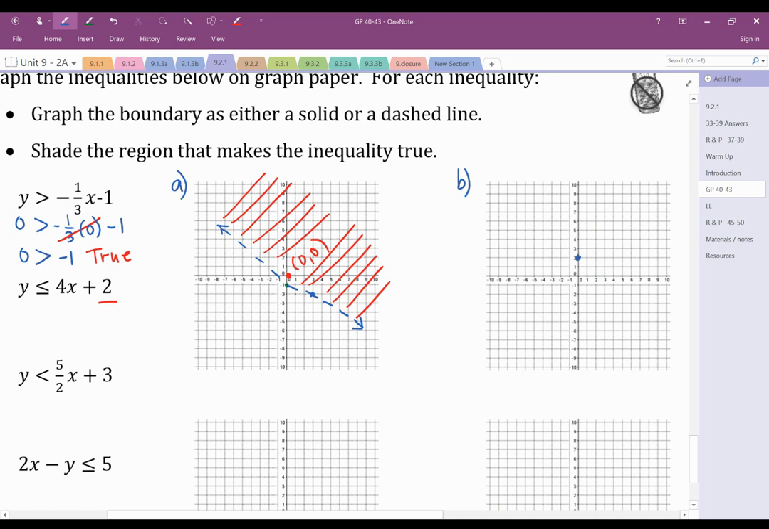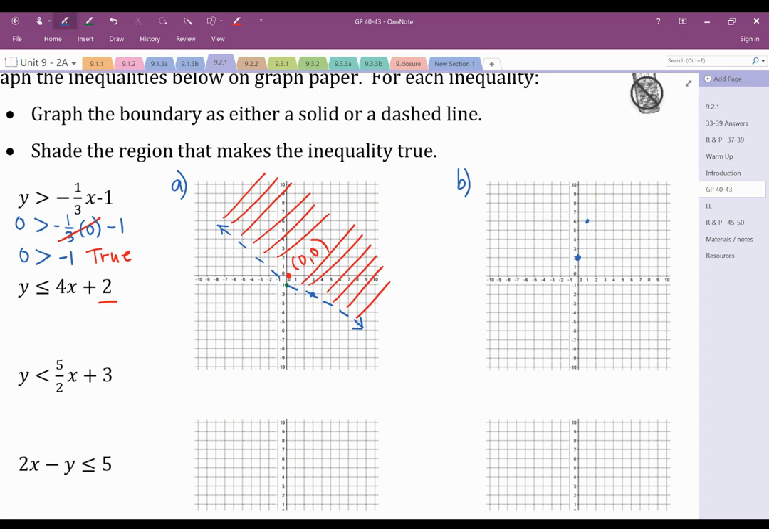And then we have 4 as our m, our slope. So our denominator is 1. So that's 4 over 1. So when it is 4, we go up 4 points. So we go up 1, 2, 3, 4. We end up at 6. And then we go to the right, 1. So that's the point that we ended up at, 1, 6. And then we connect with a line.